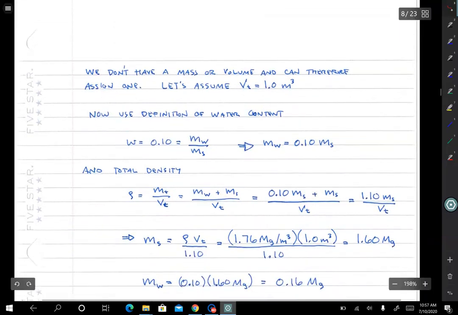So we know the total volume. We just set that to be 1 meter cubed. And we know the total density, so now we can solve for the mass of solids. We've got a determinate equation. So the mass of solids is rho Vt over 1.1, and you get 1.76 megagrams per meter cubed times 1 meter cubed divided by 1.1, and you get 1.6 megagrams of solids.